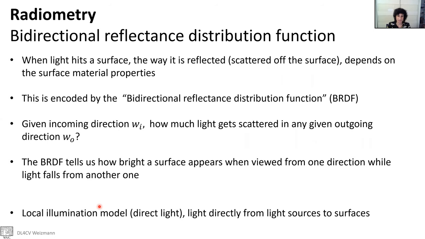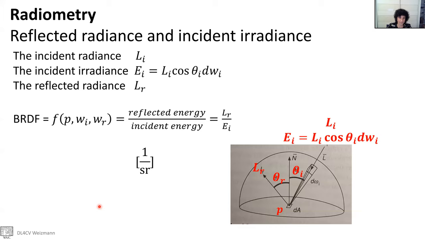The BRDF takes into account the direct light. What do I mean by that? It takes into account only the light that comes from the light sources to the surface. In a few slides, you will understand that you are going to deal also with the global light. Just to mention it now, this is called the direct light. I'm looking at the light source, and I'm trying to understand how the BRDF acts. Okay. So this is the mathematical way, and in a minute you will see some very nice example. I hope it's going to be clear.